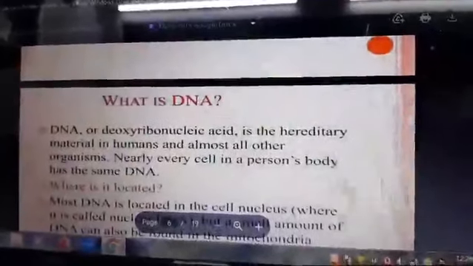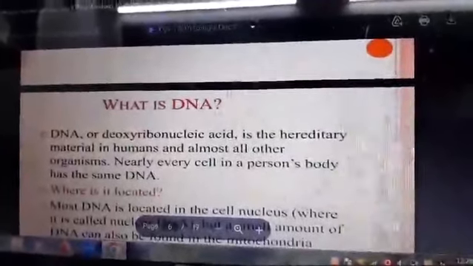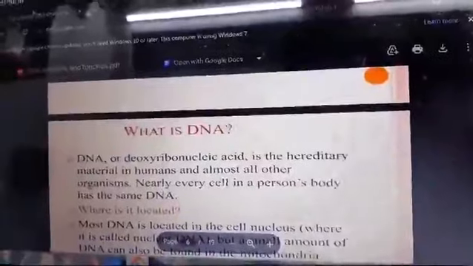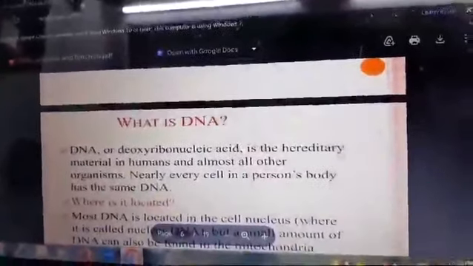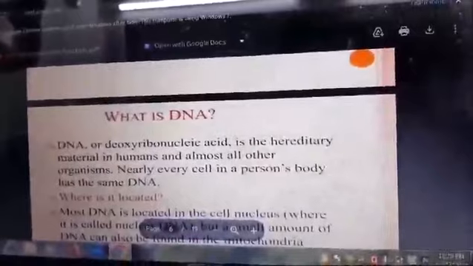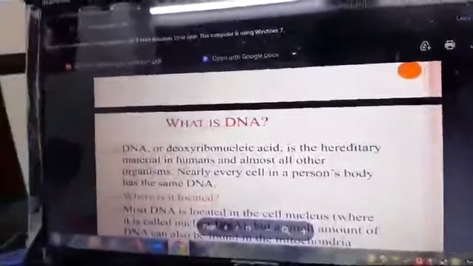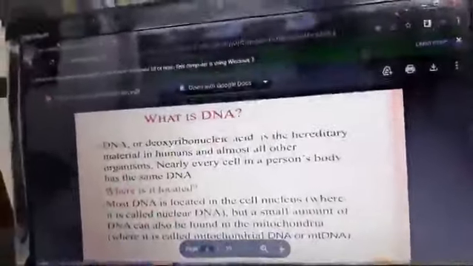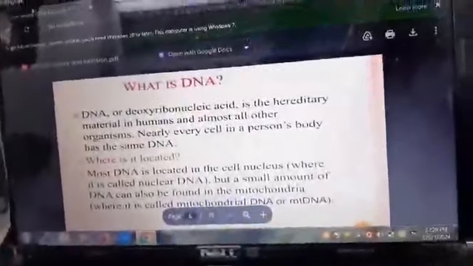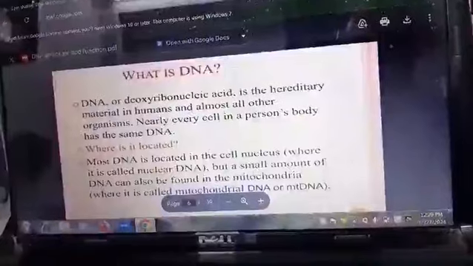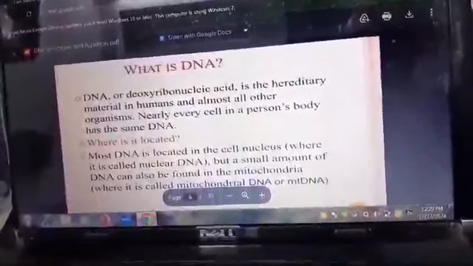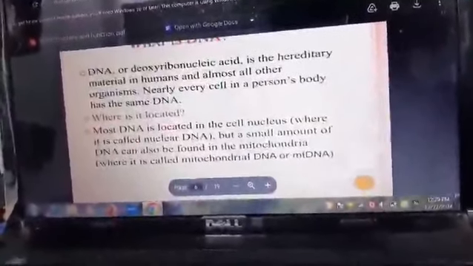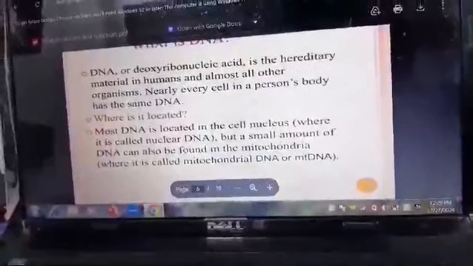Now, what is DNA? DNA, or deoxyribonucleic acid, is the hereditary material in humans and almost all other organisms. Nearly every cell in a person's body has the same DNA. Where is it located? Most DNA is located in the cell nucleus, where it is called nuclear DNA, but a small amount of DNA can also be found in the mitochondria, where it is called mitochondrial DNA or mtDNA.